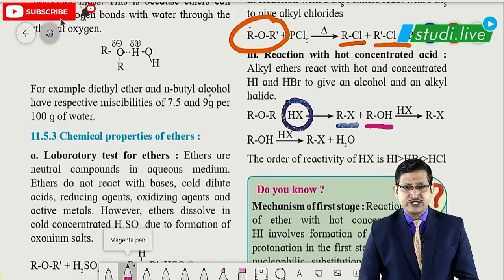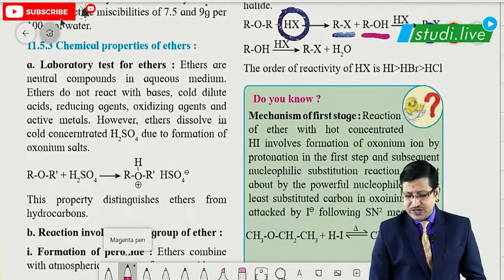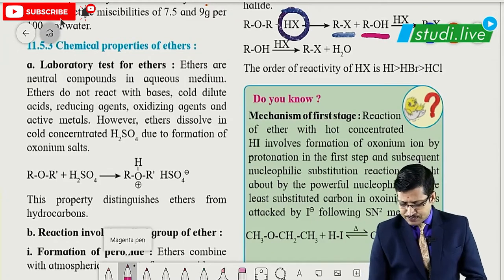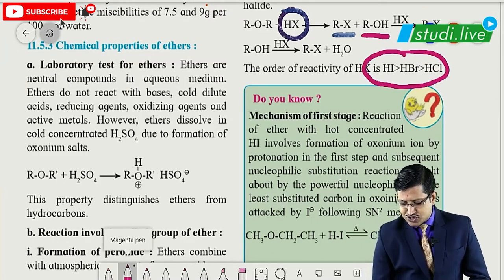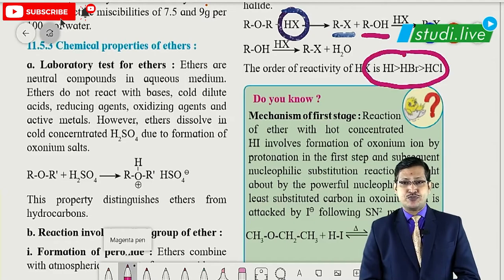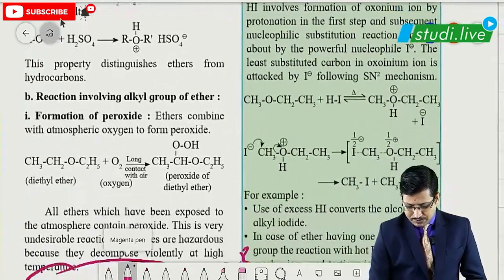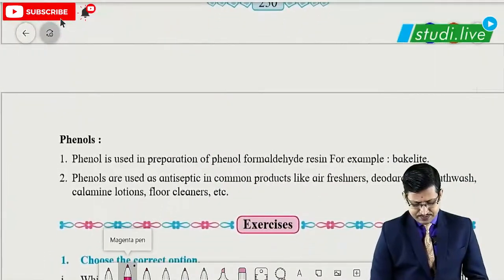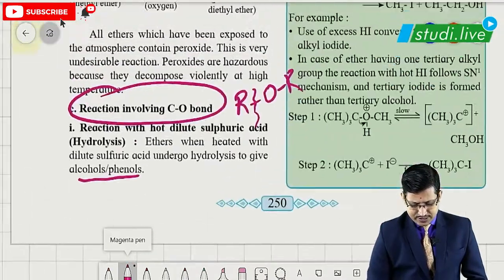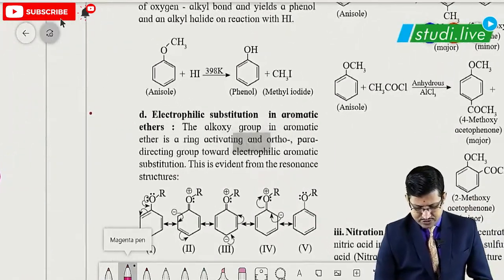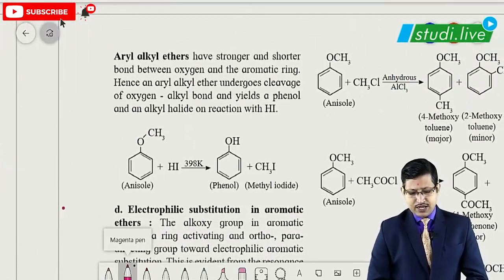And the very important question that generally comes in your objectives is the order of reactivity. What is that order of reactivity? HI greater than HBr greater than HCl. This is something you need to remember for your exams. Coming on to the last portion of this topic, that is alkyl aryl ethers.